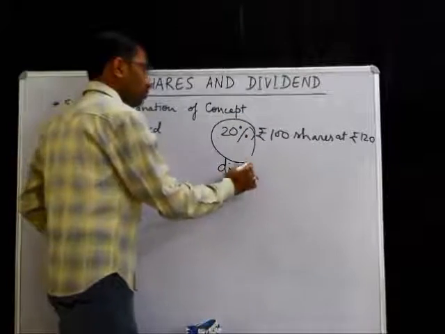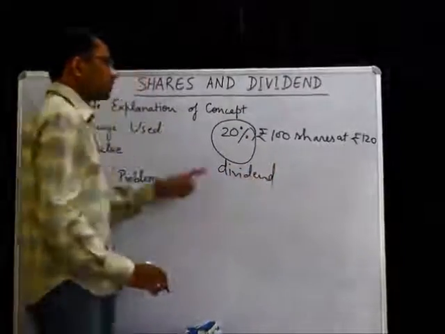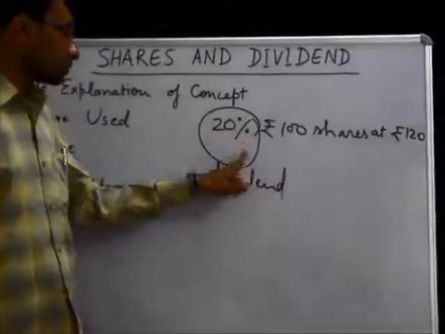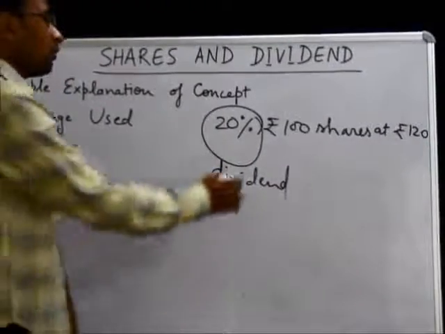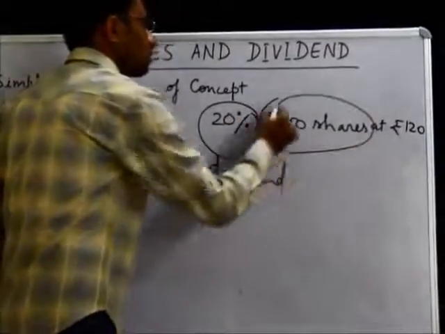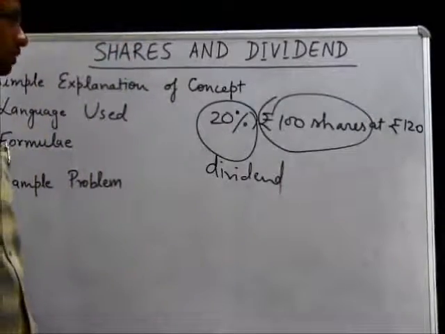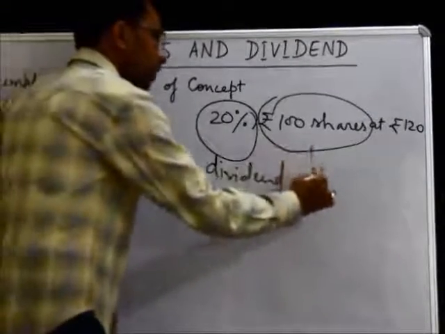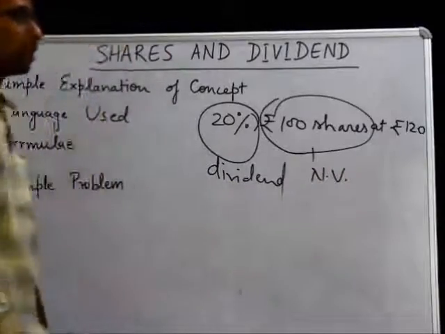I have just talked about dividend. So this is the rate of dividend. 20% is the rate of dividend. Now after that, what is this rupees 100? Rupees 100 shares. What does this mean? This means that the nominal value of the share is 100 rupees.